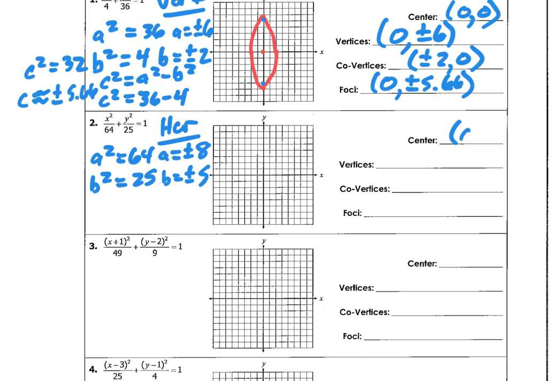We don't have any numbers attached to x and y, so we're just going to say our center is 0, 0. This time, my vertices are going to move left and right because it's a horizontal ellipse. It's my x value. So we're going to move right 8 and left 8. So my vertices would be positive 8 and negative 8 at 0. My co-vertices are going to move up and down. So that would be 0 plus or minus 5.